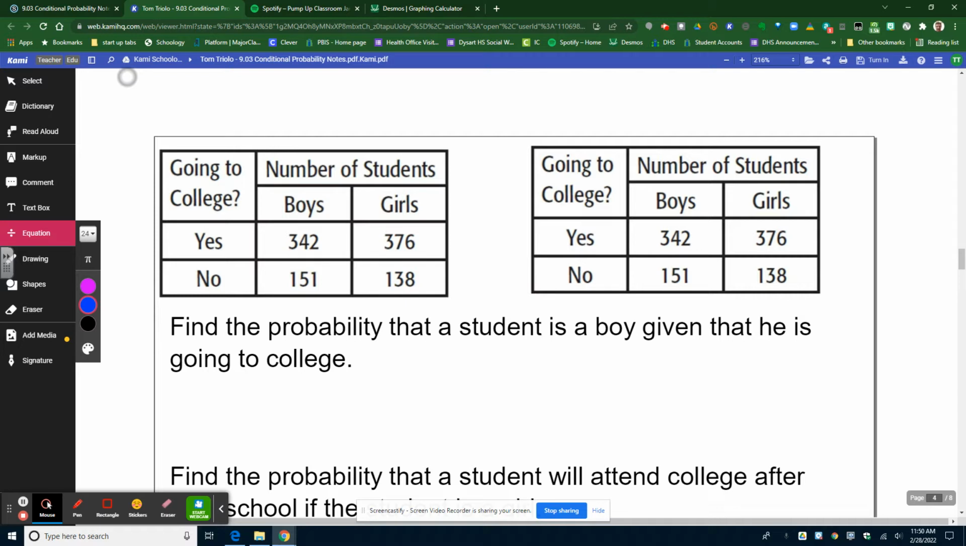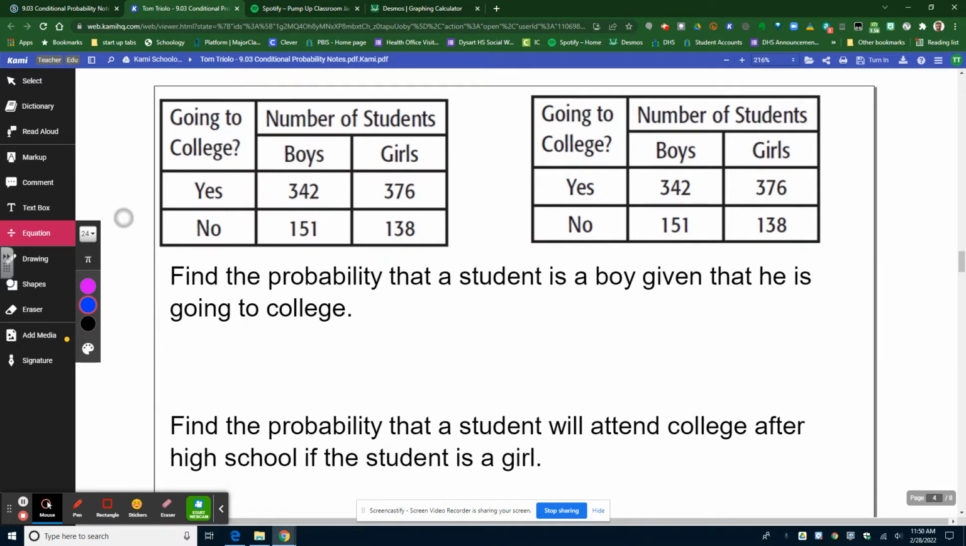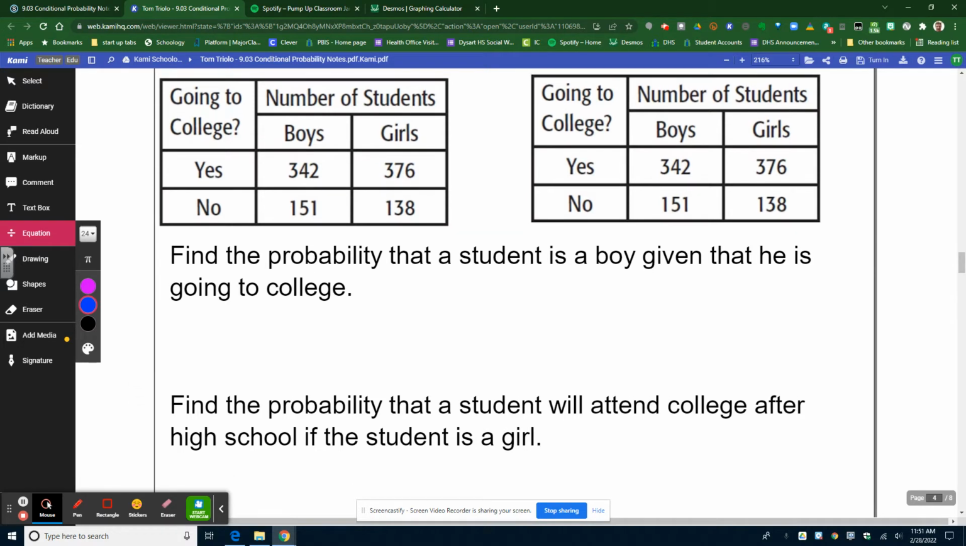Take a look at this one. Find the probability a student is a boy, given that he's going to college. So you add up all the people that are going to college first, and then just the boys. Find the probability a student will attend college after the high school if. So the word if is the same as the word given, okay? So start with the girls. On the top one, start with the people going to college.